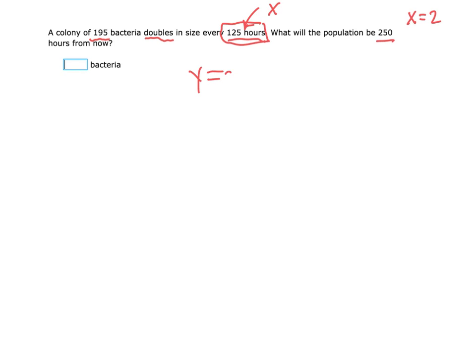So we've got y equals a b to the x. In this case, y is 195. Now, if it's doubling, that means it's 100% plus 100%, which is 200%. But again, remember, this number is always expressed in decimal notation, not as a percentage.